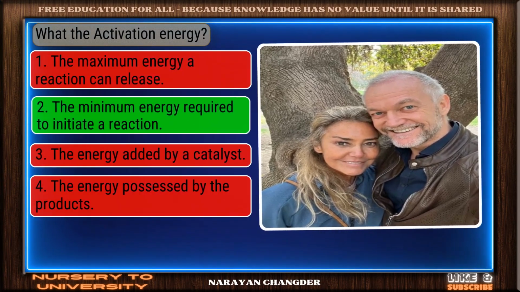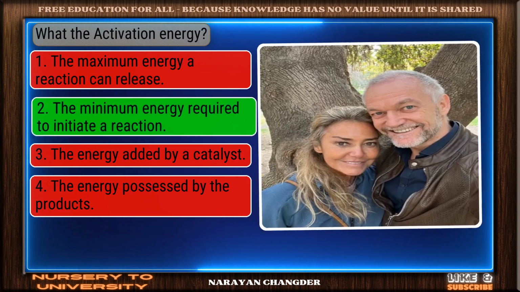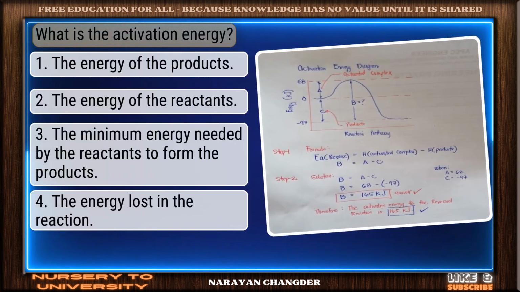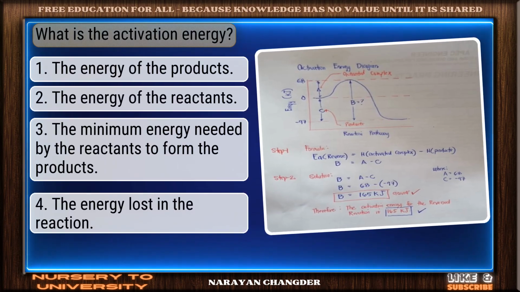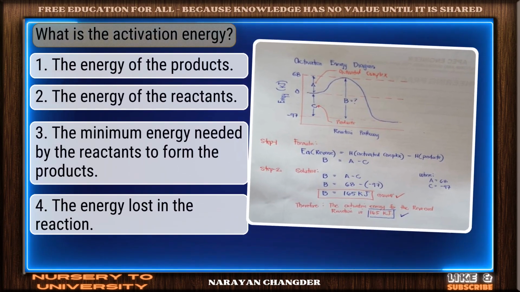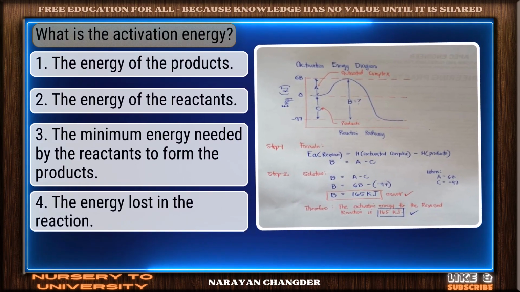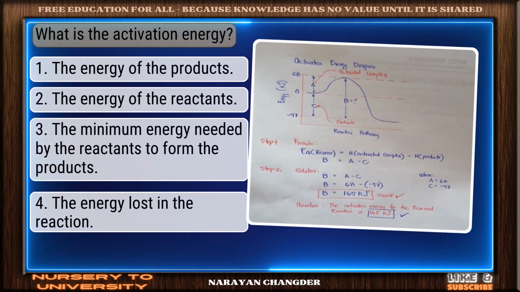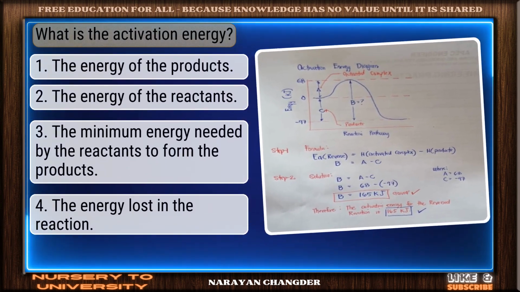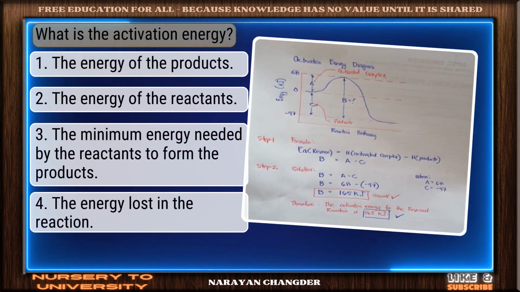Great job! The minimum energy required to initiate a reaction. What is the activation energy? Option 1, the energy of the products. Option 2, the energy of the reactants. Option 3, the minimum energy needed by the reactants to form the products. Option 4, the energy lost in the reaction.